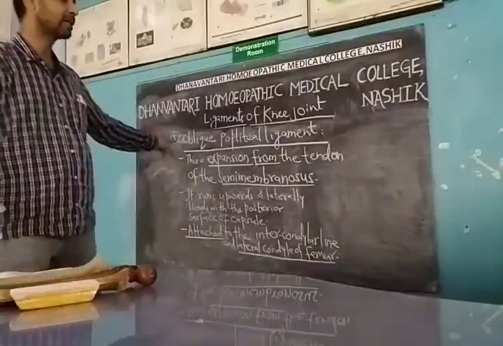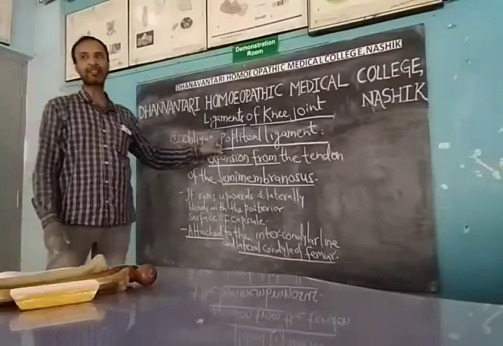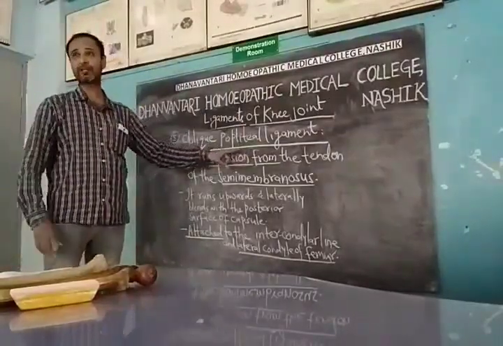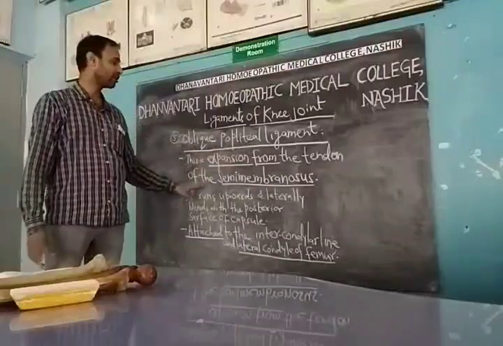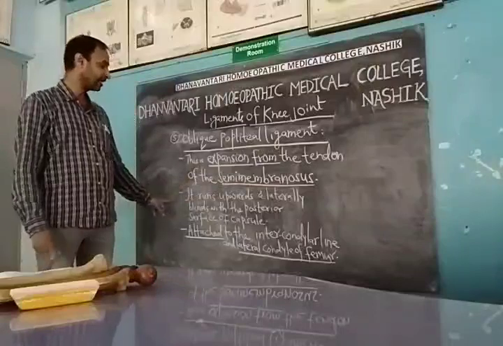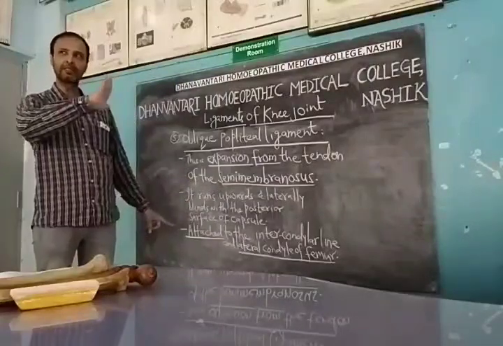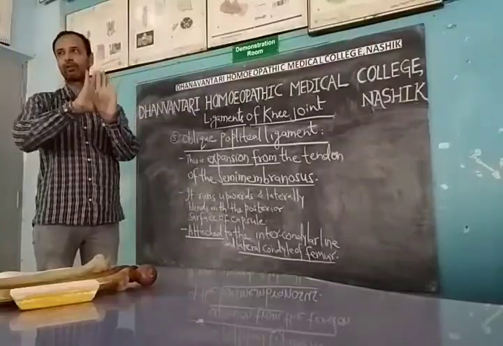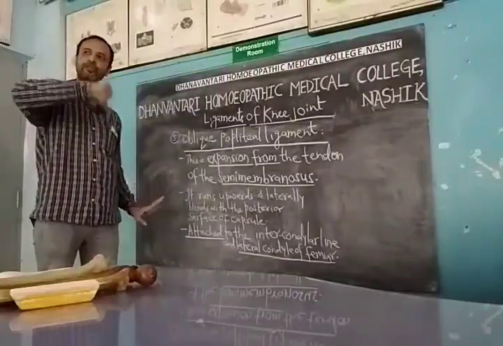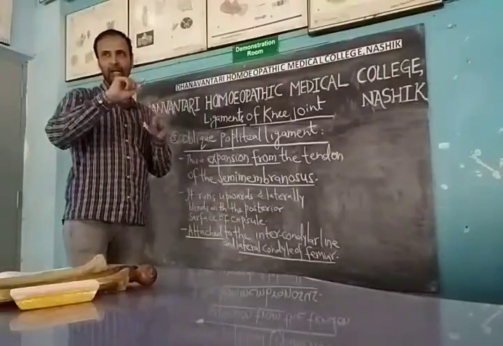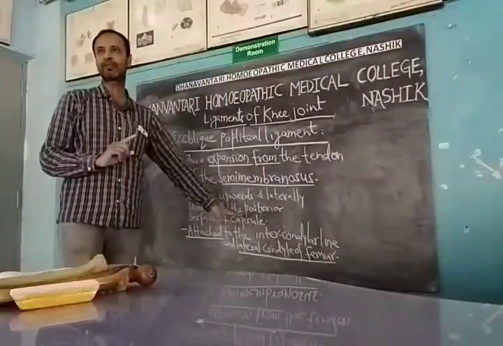So these are the 2 points we have to describe over here. First, it is an expansion from the tendon of the semimembranosus. Remember this. Then second, it runs upwards and laterally, and blends with the posterior surface of the fibrous capsule, and is attached to the intercondylar line and the lateral condyle of the femur.